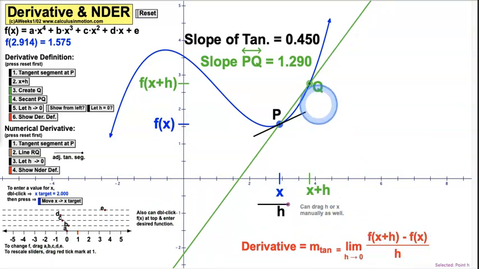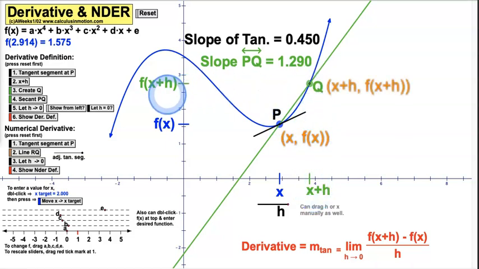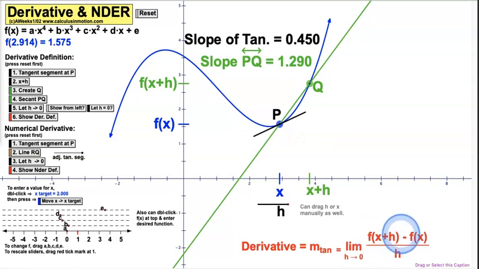Point P is the ordered pair (x, f of x). Point Q is the ordered pair (x plus h, f of x plus h). If I find the slope using points P and Q, it's going to look like this: f of x plus h minus f of x, which is the change of the y values, divided by x plus h minus x, and so we're left with just h. This part right here, not including the limit, is what we would call the slope of the secant line. But we don't want the slope of the secant line. We're using it to help us find the slope of the tangent line, but we want the tangent line slope.